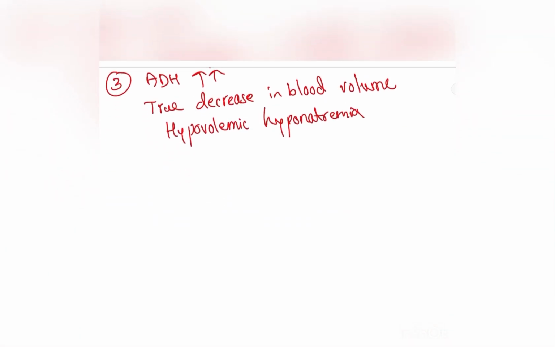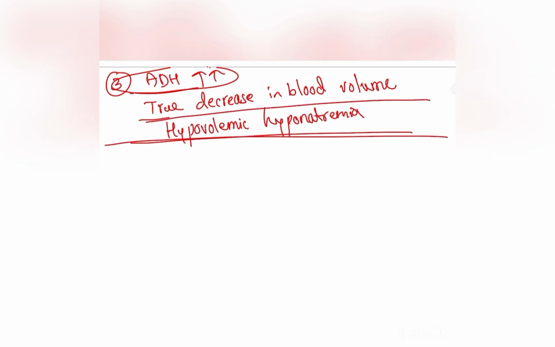The third scenario which is possible is when there is excess of ADH. Excess of ADH is due to either stimulation of ADH by decreased blood volume, or there may be increased secretion of ADH inappropriate to the tonicity. Now, when ADH increases due to a true decrease in the blood volume, that is called hypovolemic hyponatremia. That means the patient is volume depleted.